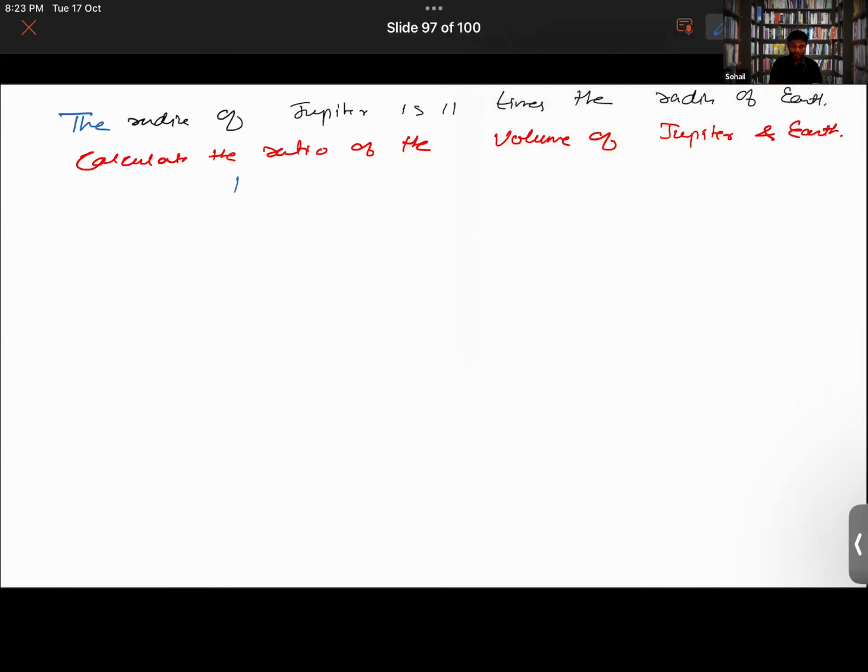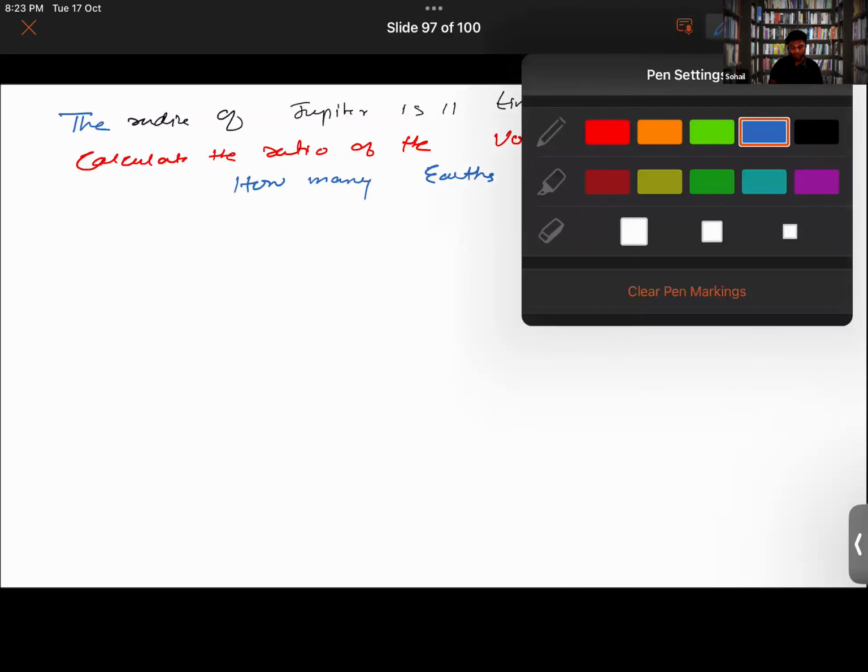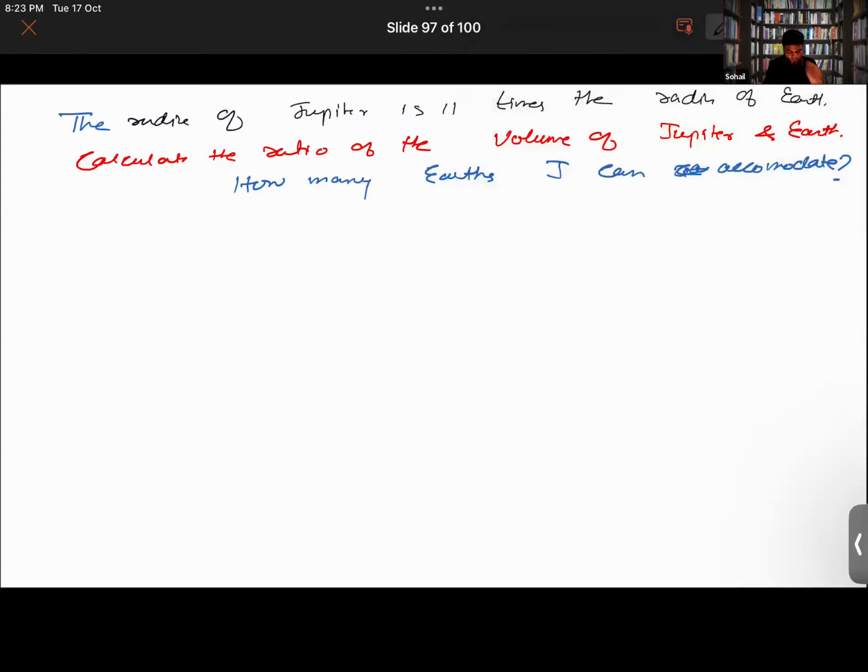And then also tell how many Earths Jupiter can accommodate. The 1300. Yeah, that is correct. But let's solve it first, thereby getting your answer. Sir, I will try. Okay, try doing it.